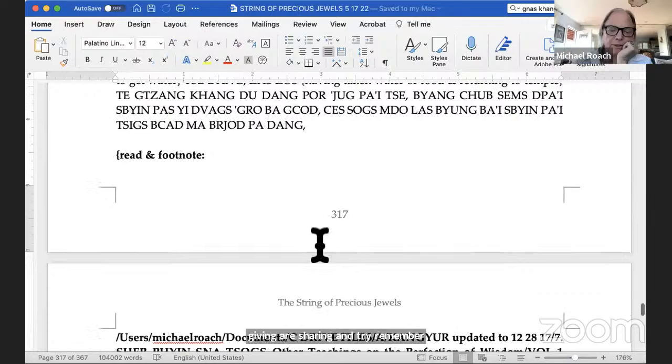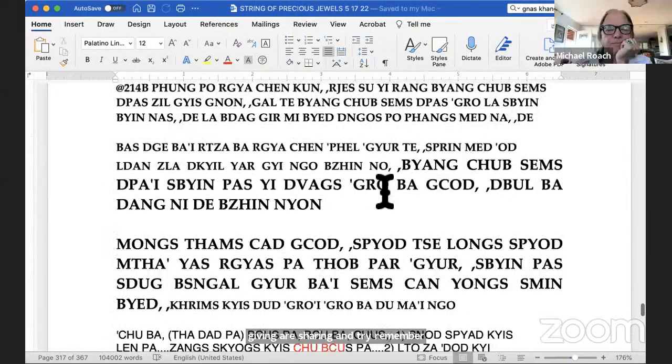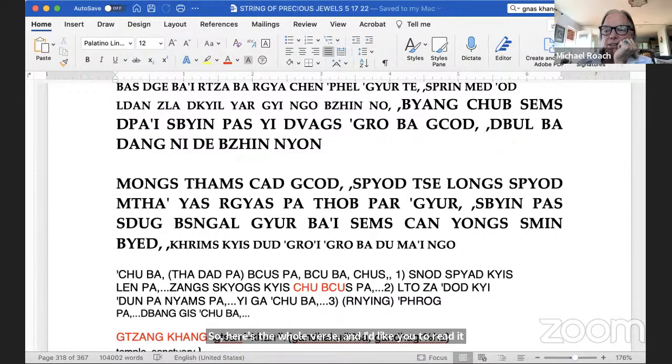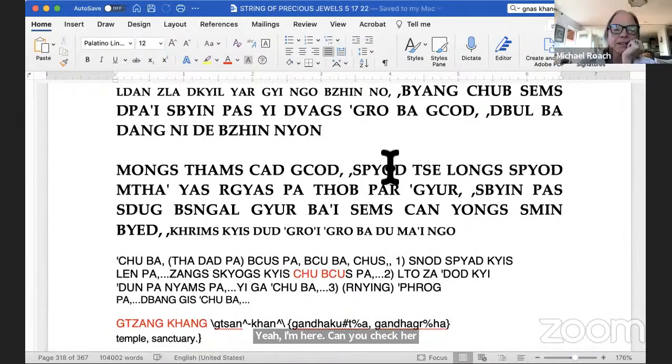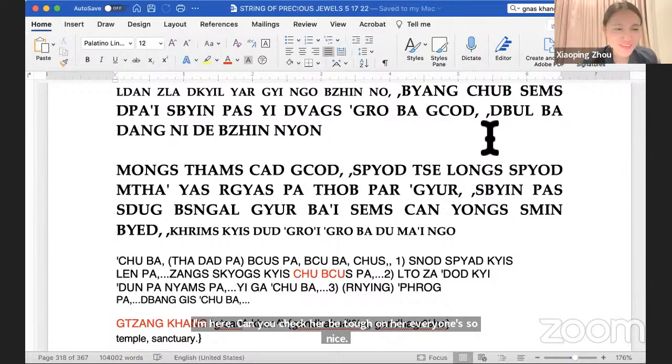So here's the whole verse, and I'd like you to read it. And I thought that Kading, are you there? Yes, I'm here. Can you check her? Be tough on her. Everyone's so nice to her. It's kind of irritating. Thank you, Venerable Kading.